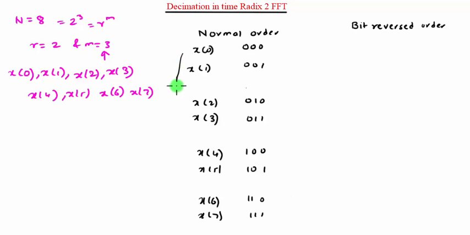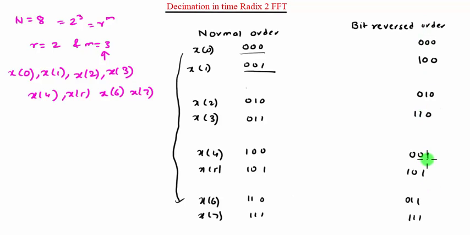Now this is a normal sequence going from 0 to 7, and we have written the binary equivalent, that is 000, 001, and so on for each term, 2, 3, 4, 5, 6, 7. Now to write in bit reverse order, we have to reverse the bits that are written in binary. So we'll reverse exactly the same way. The first term is 000. For x of 1, that is 001, the reverse order will be 100, and similarly it goes on.